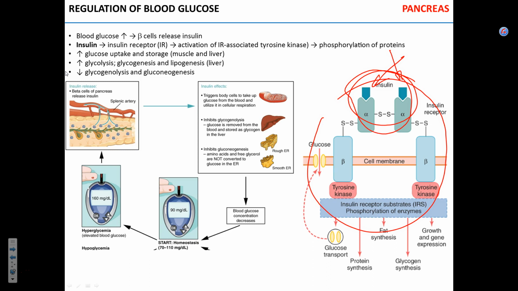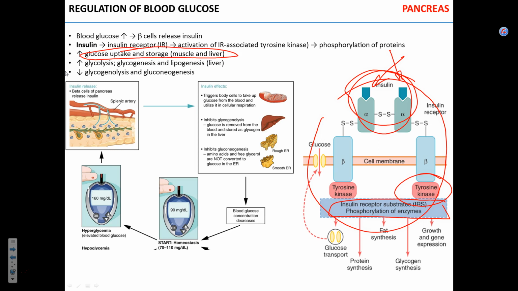Insulin receptor works through tyrosine kinase. It's basically a part of the receptor right here. And tyrosine kinase, I'm sorry, phosphorylates a bunch of proteins inside the cell. So far, are you with me? And this phosphorylation leads to certain intracellular processes. First and foremost, uptake and storage of the glucose.